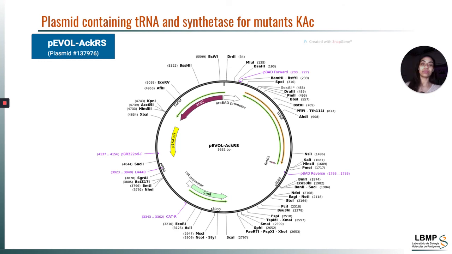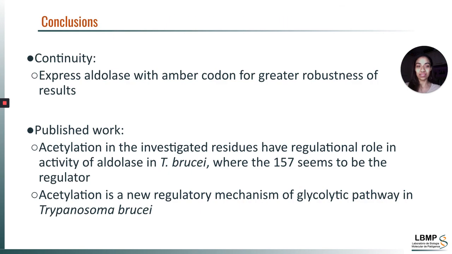So in conclusion, I will express this aldolase with the amber codon for greater robustness of the residues that we have published, where we show that the investigated residues can alter the enzymatic activity of aldolase in Trypanosoma brucei, and 157 seems to be the regulator. And for the first time, we showed that acetylation is a new regulatory mechanism of the glycolytic pathway in this organism.